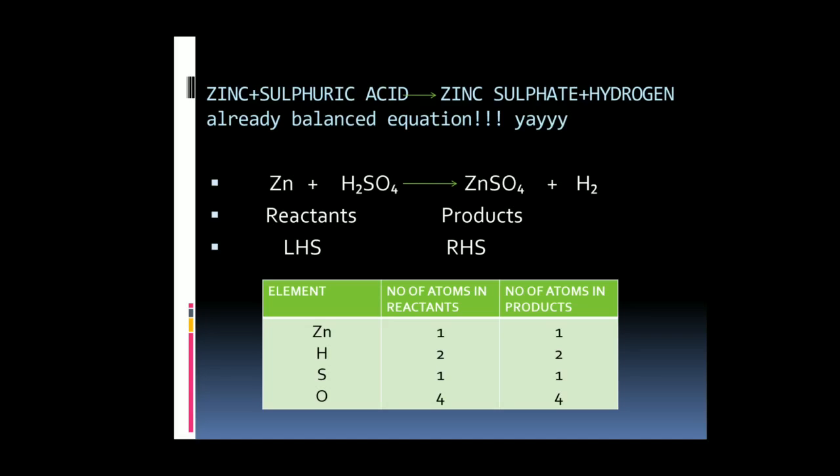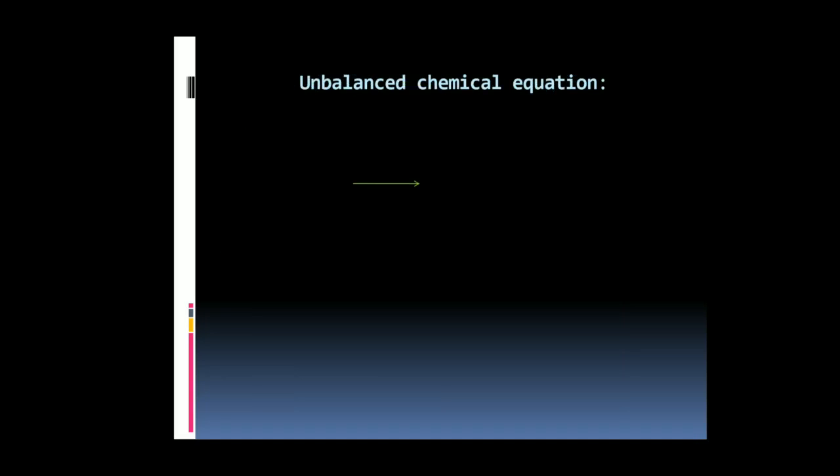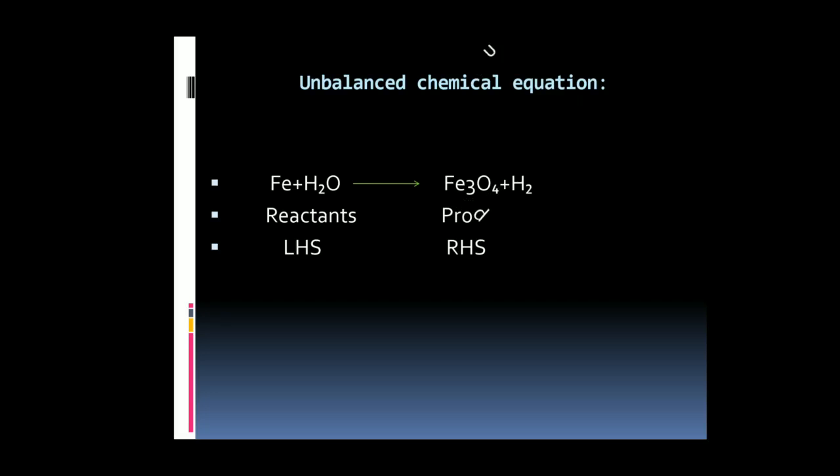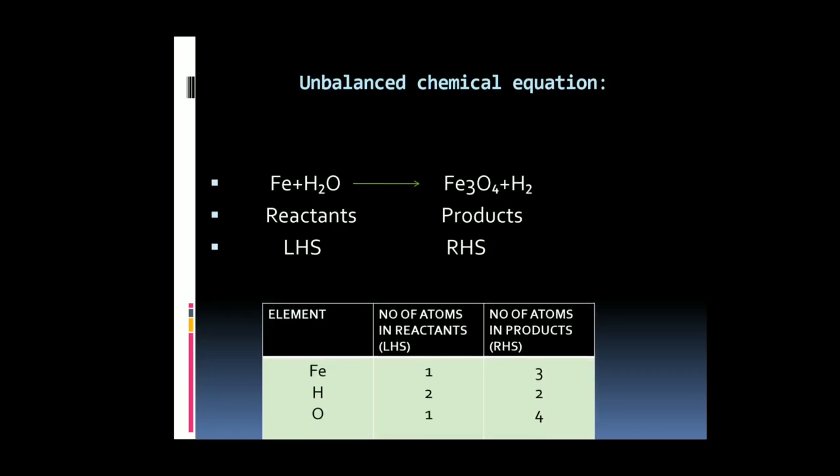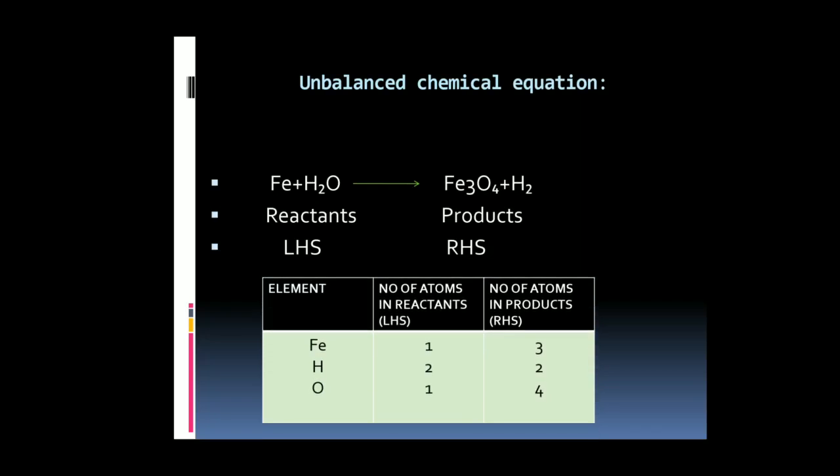Now we will try to balance another chemical equation. Fe reacts with H2O to give Fe3O4 and hydrogen. This equation is an unbalanced chemical equation because the number of atoms on the reactant side is different from the number of atoms on the product side. In the reactants, the number of atoms of iron is 1, hydrogen is 2, oxygen is 1. On the product side, the number of atoms of Fe is 3, hydrogen is 2 and oxygen is 4.